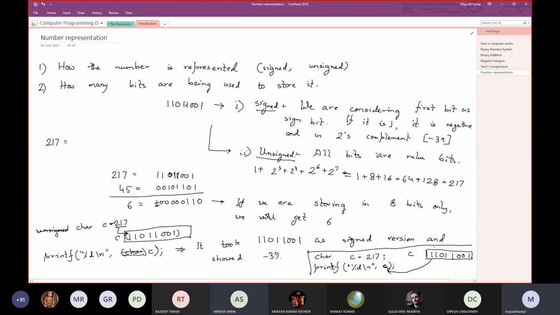So does that mean that this data type char will always be a signed type only? Yes, it will always be interpreted as signed. If you do not write the corresponding signed or unsigned modifier, it will be signed by default, for any variable. One more question: for this 217 and 45, to get the correct sum 262, instead of using char, because that will only store 8 bits, we have to use a different data type, right? Exactly. Let me show that.